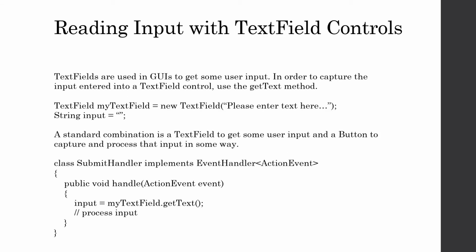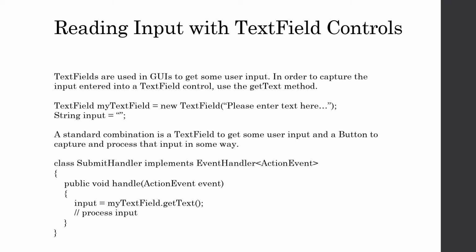Alright, so getting into something that we're going to be using with our particular application. We're going to take a look at text field controls and how we go about reading input from the user. So text fields are going to be used in GUIs to get some kind of user input. In order to capture the input that was entered into a text field control, we're going to use the getText method. So we can see here that we've created some kind of text field.